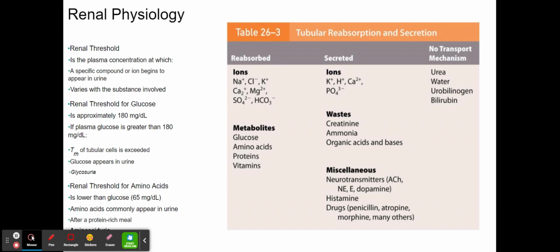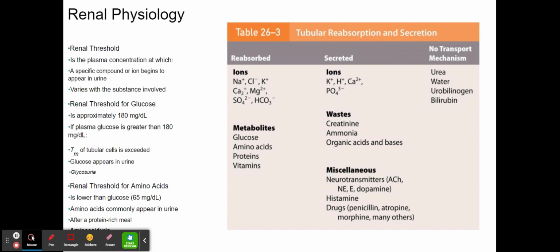Plasma amino acid levels commonly exceed the renal threshold after you've eaten a protein-rich meal, causing some amino acids to appear in your urine. This condition is called amino aciduria. TM values for water-soluble vitamins are relatively low. As a result, you excrete excess quantities of these vitamins in urine. This is typically the fate of water-soluble vitamins and dietary supplements.